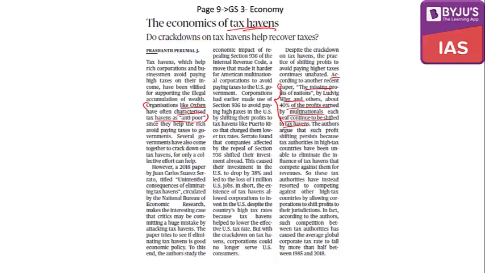There was a particular paper published by Juan Carlos Ruiz Sertato, titled Unintended Consequences of Eliminating Tax Havens. In this paper he takes reference to one of the sections, that is section 936 of the Internal Revenue Code of the United States of America. This particular section, section 936 of the Internal Revenue Code, helped a number of American multinational companies avoid paying taxes to the US government.